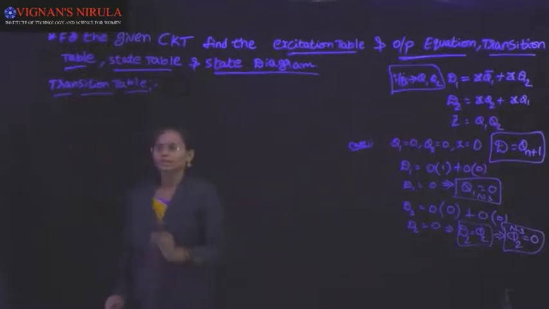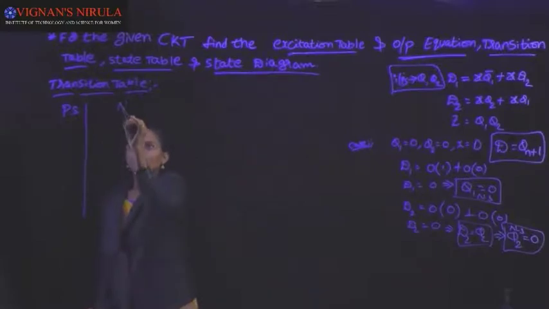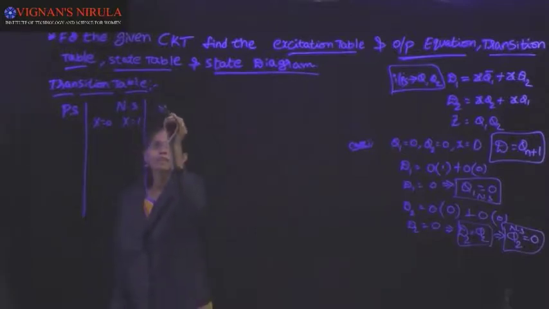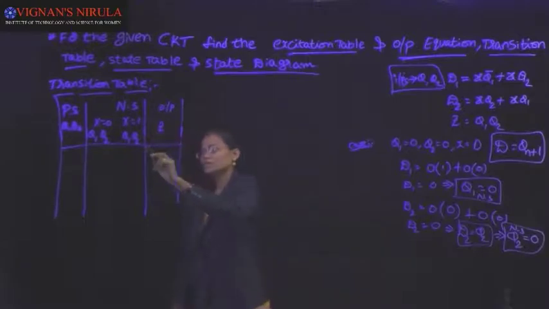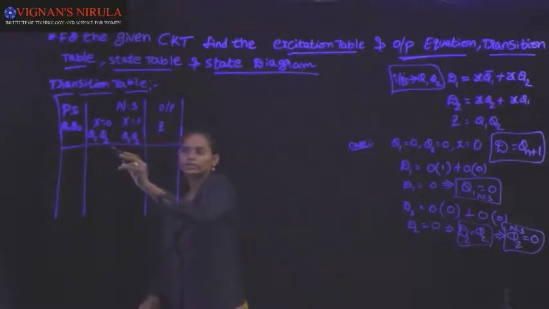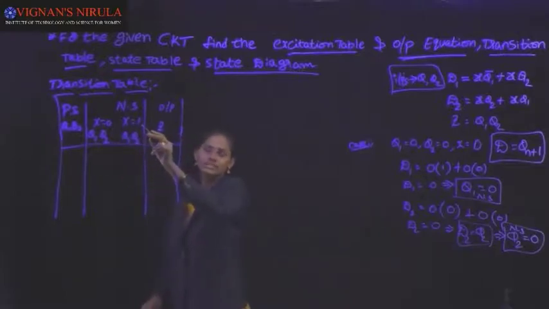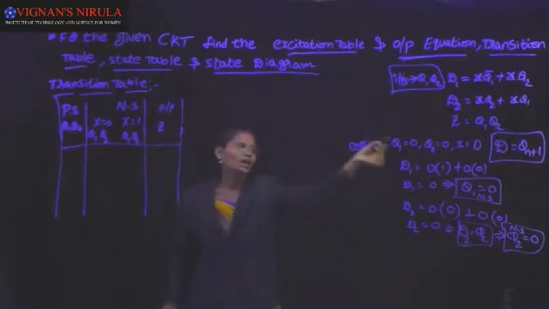Transition table. In this, present state and next state if X equal to 0 and X equal to 1, and next output. This is the transition table. Present states are Q1 and Q2. Next state if X equal to 0, in that Q1 and Q2, and next state if X equal to 1, that is Q1 and Q2. Here Z is the output.